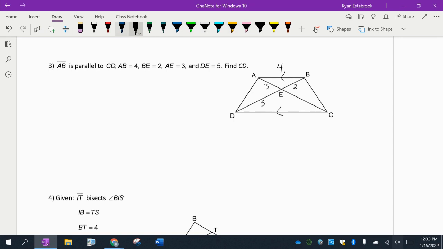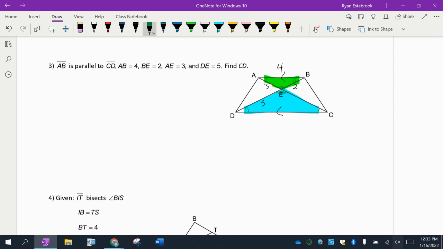Now, because of the parallel, I know this whole shape is a trapezoid. I know that this alternate interior angle is equal to this one. These alternate interior angles are equal. And then, of course, these vertical angles are going to be equal to each other. What that gives us is this green triangle, similar to this blue triangle. And it's kind of twisted around a little bit.